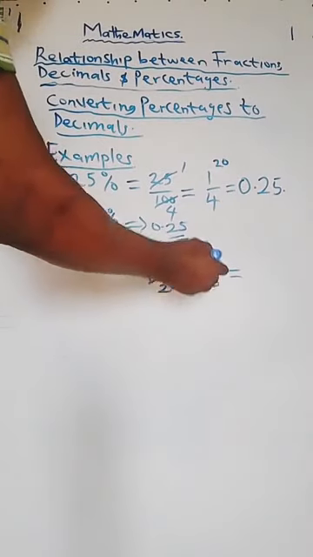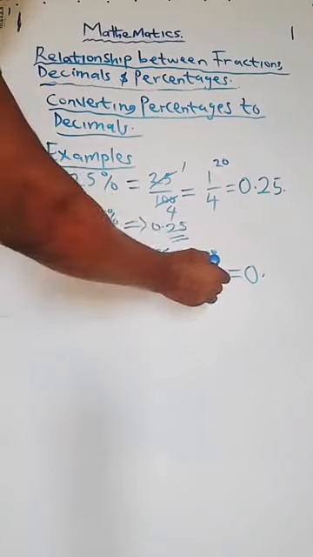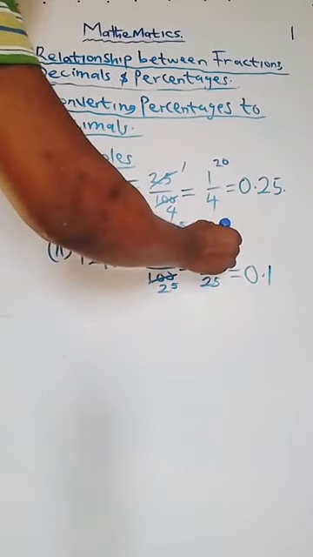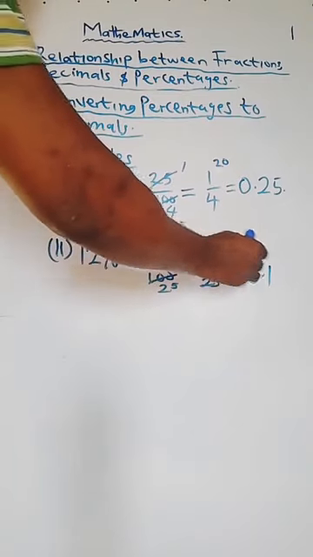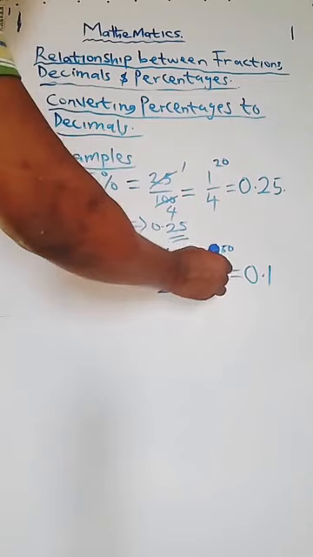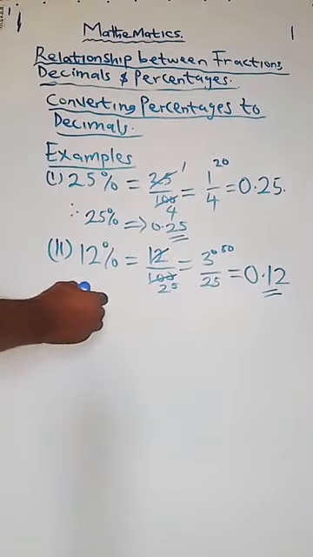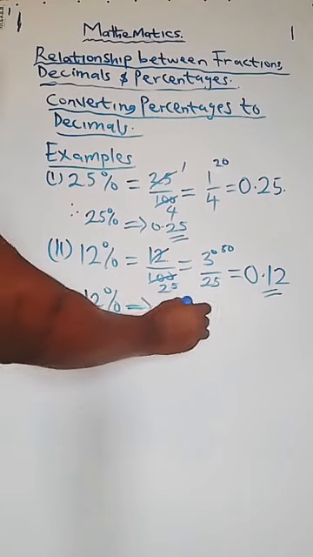We start asking questions. How many 25 can we see in 3? It's not possible. We put 0 point. Right? So we can add 0 to this. How many 25 can we see in 30? 1. What do we have left? We have 5 left. How many 25 can we see in 50? It's not possible. Because of these decimal points, we can add 0 to this. How many 25 can we see in 50? 2. So nothing is left. So that means 12% is the same thing as 0.12 in decimal.